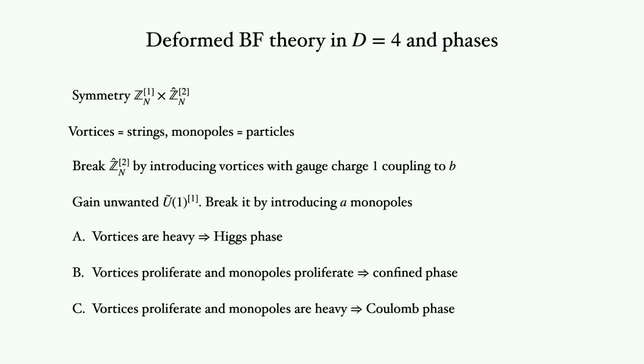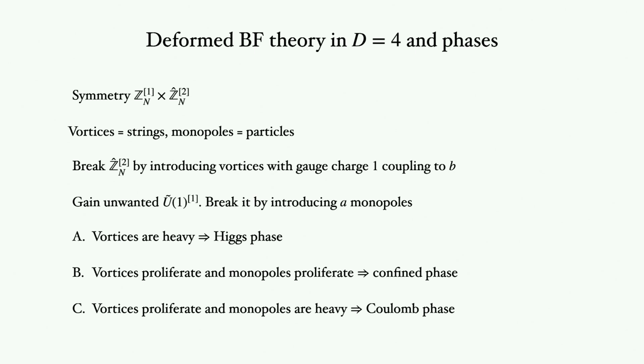Now, I will prove the statement I made in 4 dimensions. But first, let me tell you what happens in 4 dimensions. This is probably the most interesting case. Symmetry is, there is a one-form symmetry, and there is also a two-form symmetry. Now, vortices are strings, and their world volumes are surfaces, closed surfaces, and monopoles are particles. We can break this two-form symmetry by introducing vortices with gauge charge 1 coupled to this B field.